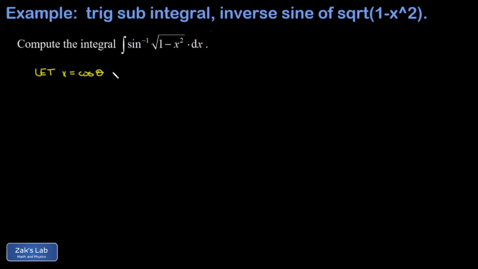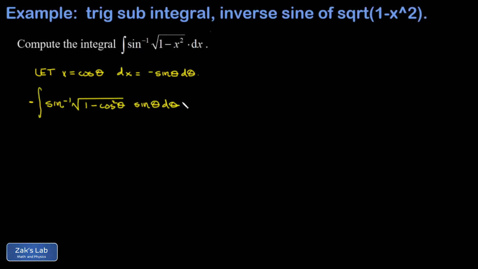We're going to let x equal cosine theta, so that when we square it, we get a 1 minus cosine squared inside the square root. That reduces to sine squared. When we take the square root, we get the sine function, so we're making progress. And we need to transform the differential dx as well, so that comes out to negative sine theta d theta.